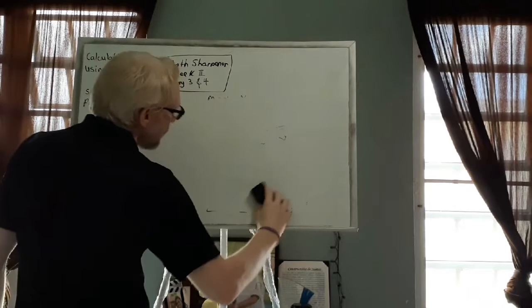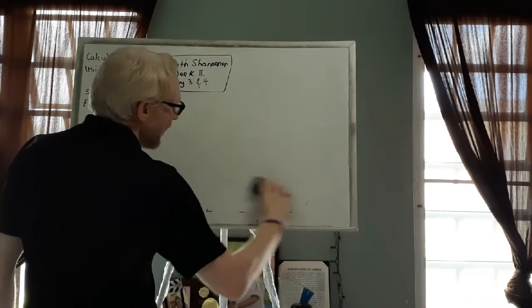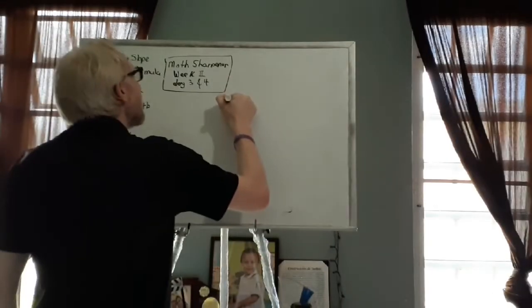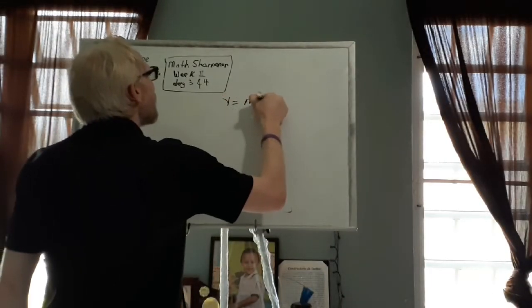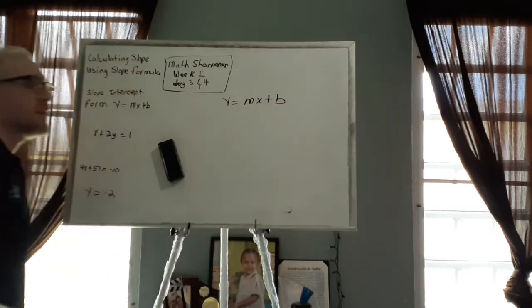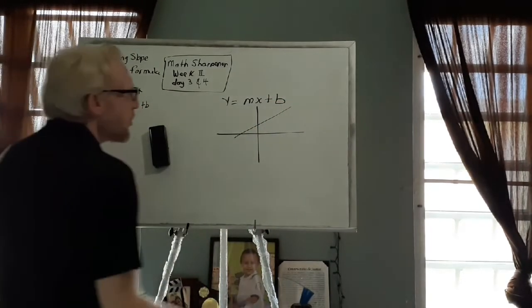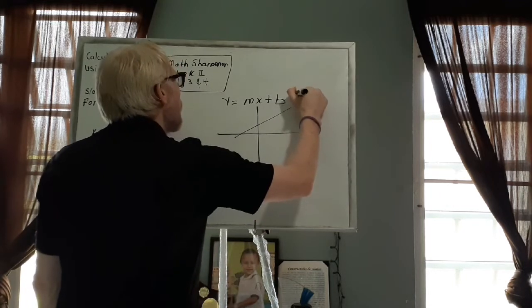Now the slope-intercept form is defined as y equals mx plus b. Now y equals mx plus b basically means this: that if I have a slope, this is the equation of a straight line, right? So b is what we call the y-intercept.